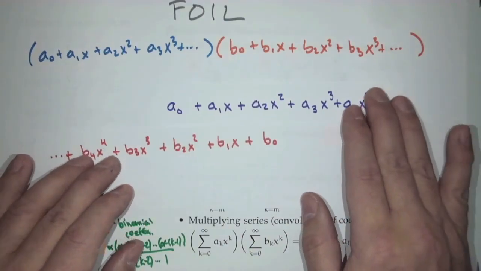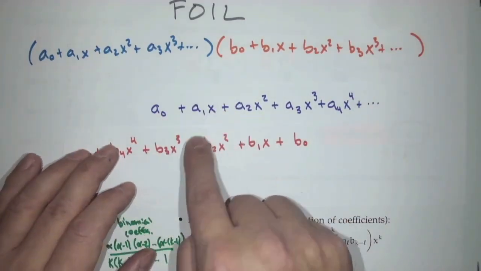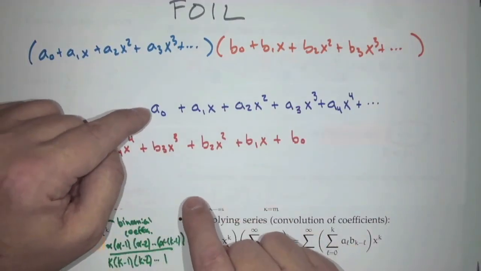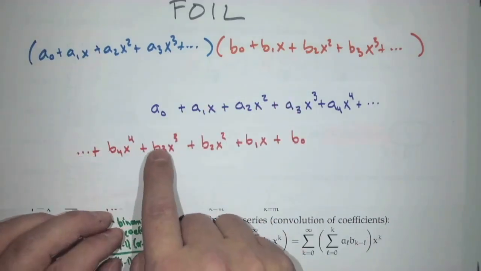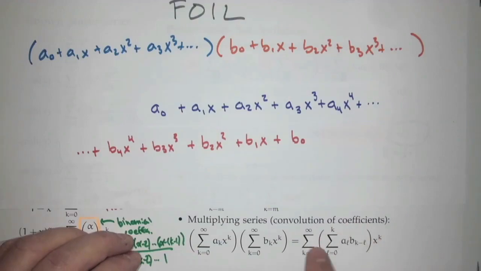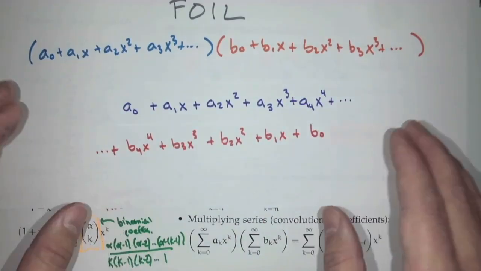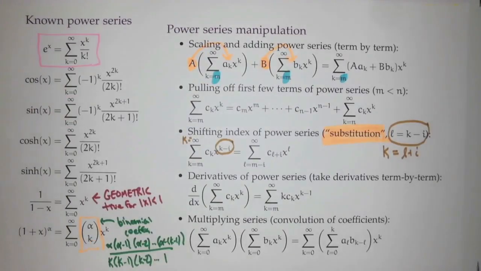X cubed, we can do that too. a0, b3x cubed, a1x, b2x squared, a2x squared, b1x, a3x cubed, b0. You'll notice what's happening. The a subscripts are going up and the b subscripts are going down. So what we have is convolution. The a subscript's going up, b subscript's going down, and that's the answer. And you can, of course, keep doing that as often as you like. Okay, so that's the principle at play. Now, in practice, I don't think we'll actually have to deal with that particular operation too much.